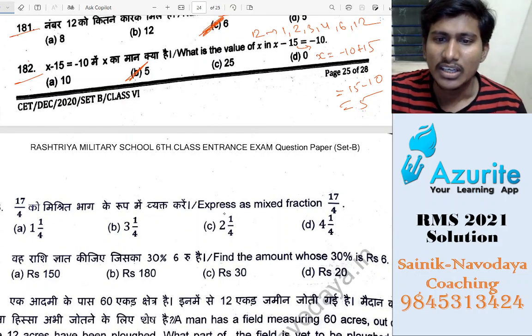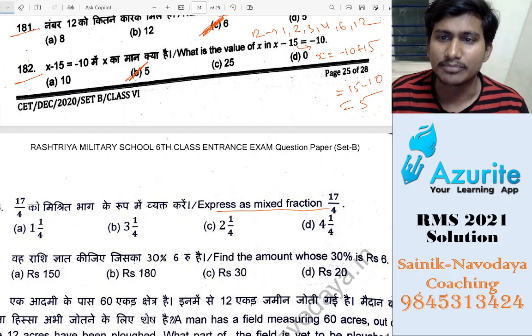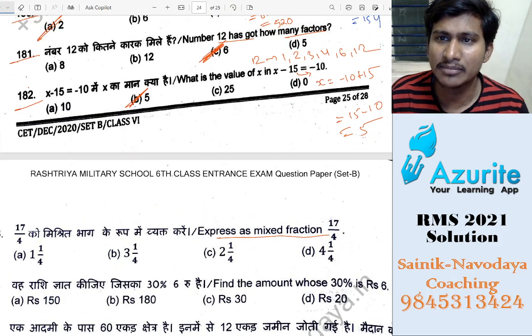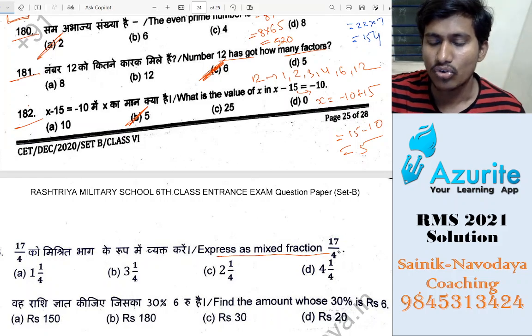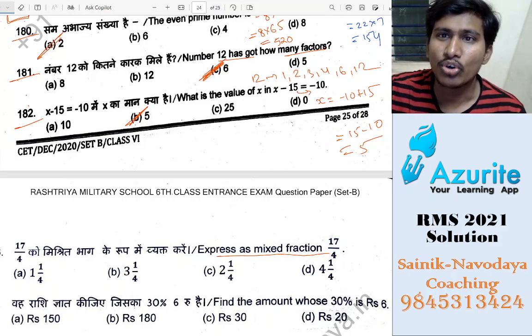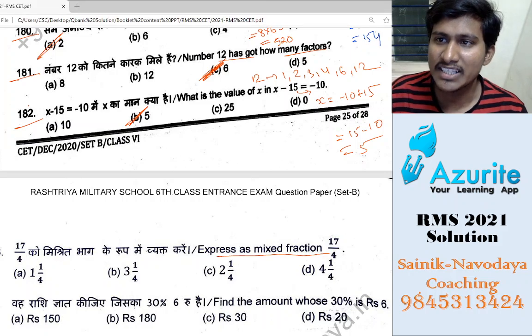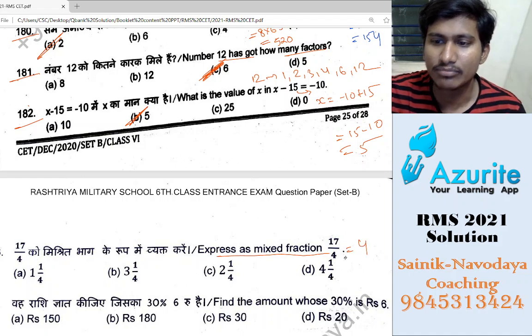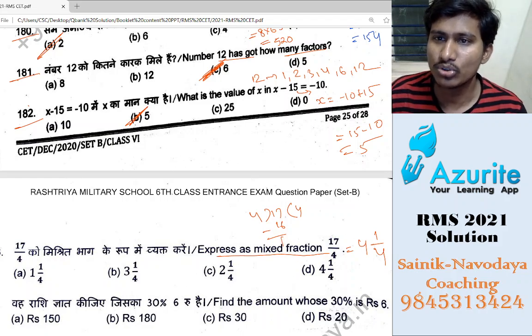Yes, sir. Expressed as a mixed fraction. So how do you write it as a mixed fraction? 4 4s are 16, right? So 4 1 by 4 will be the answer. The remainder will be 1, since 4 4s are 16. Okay? So you can do it like that.